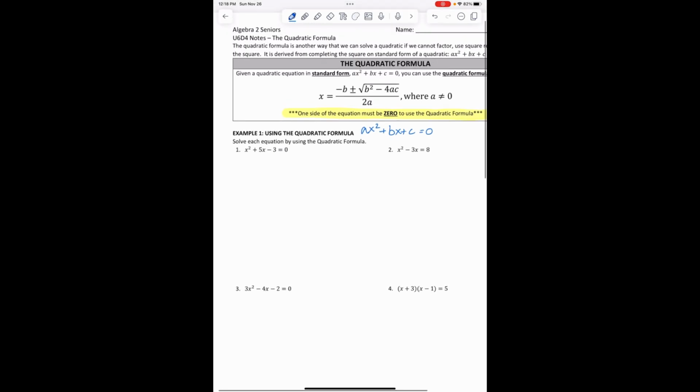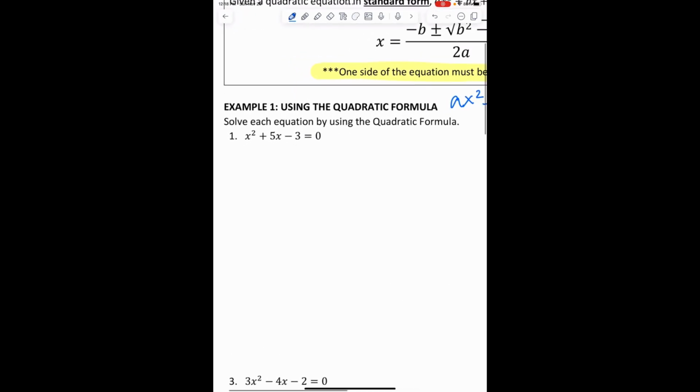And we're going to use this formula, x equals negative b plus or minus the square root of b squared minus 4ac all over 2a. Okay, so we're going to use that. We're just going to plug in a, b, and c, follow the order of operations, and then we're good to go. Okay, so in the first one here, x squared plus 5x minus 3 equals 0.